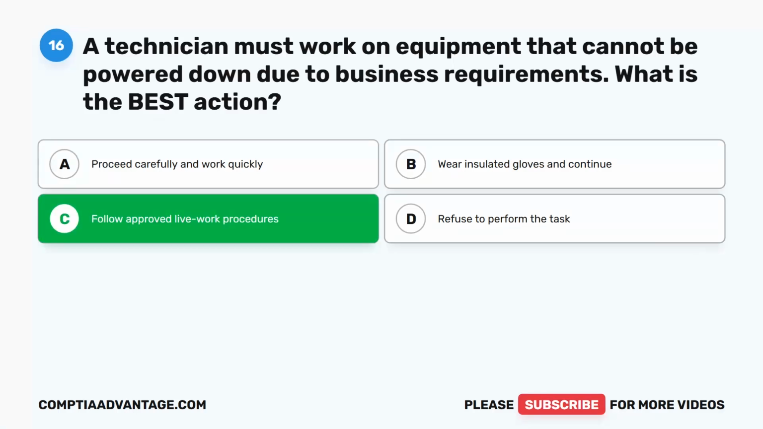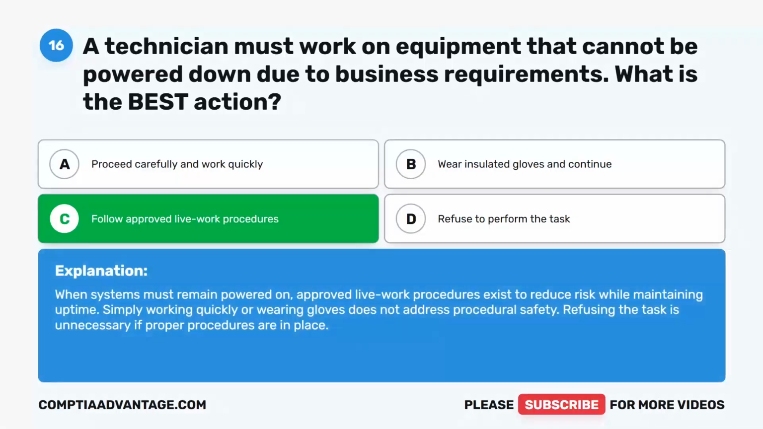Follow approved live work procedures. When systems must remain powered on, approved live work procedures exist to reduce risk while maintaining uptime. Simply working quickly or wearing gloves does not address procedural safety. Refusing the task is unnecessary if proper procedures are in place.